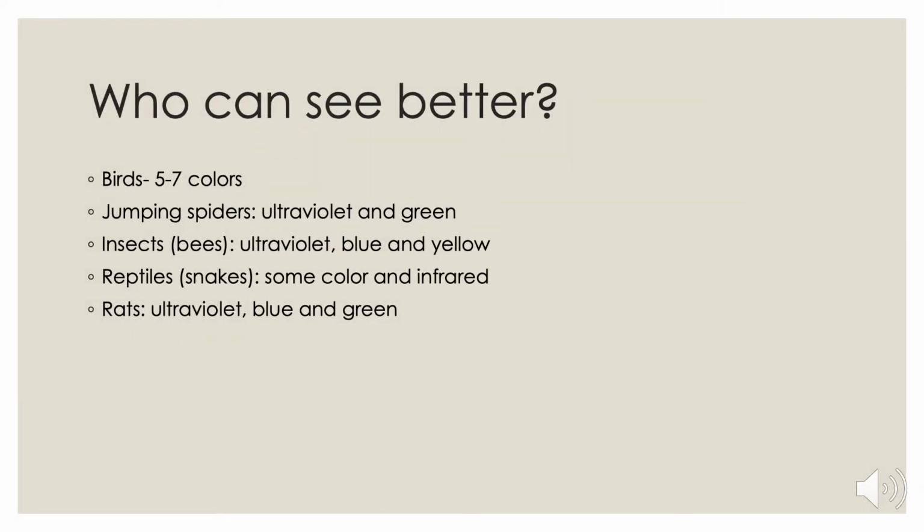Who can see better? Some animals can see far less than humans, like many mammals, cats, dogs, and even fish, while others are just different than us, seeing ultraviolet or infrared, but not the same spectrum that we can see. Birds can see more colors than humans, around 5 to 7 colors. A lot of primates see the same color range as us, however, there are still quite a bit that see less than humans.